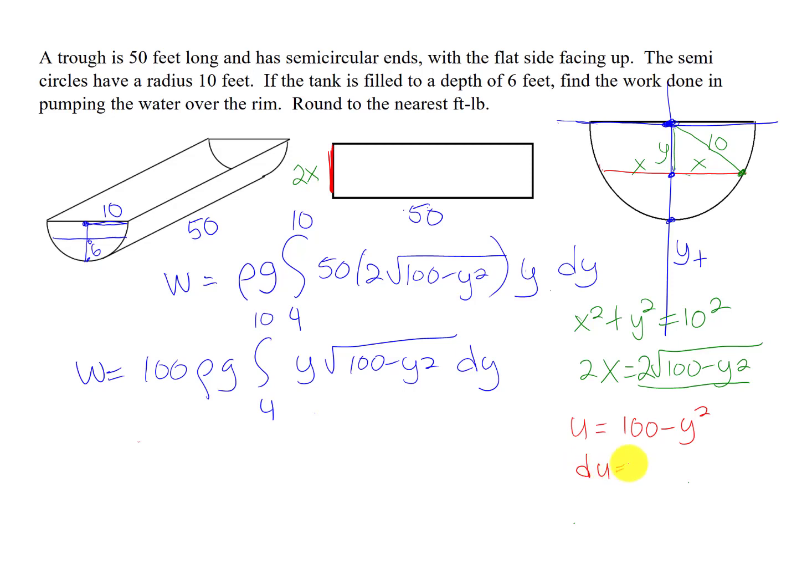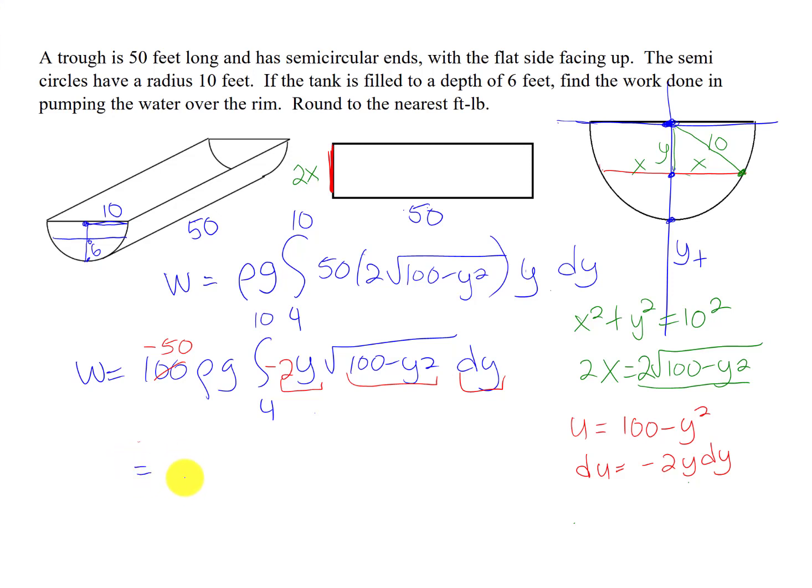So du would be negative 2y dy. And actually, I could steal a 2 from the 100 and make it 50 and put it a negative 2 if I make that also negative. Okay, so I have my du. It is negative 2y dy, and this part under the radical is my u. So let me rewrite that integral now in terms of u.